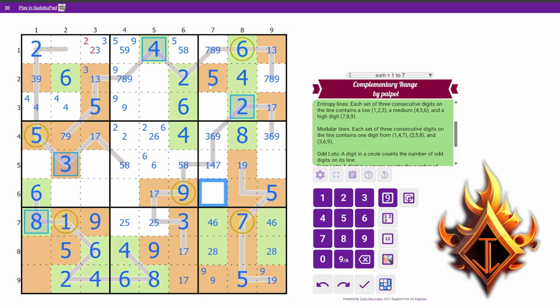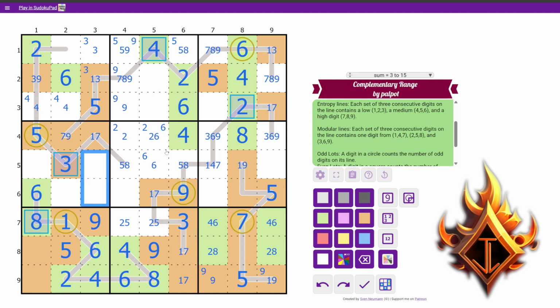Okay. The coloring. Get rid of the white. There's a 2 over here. And then what about 8?